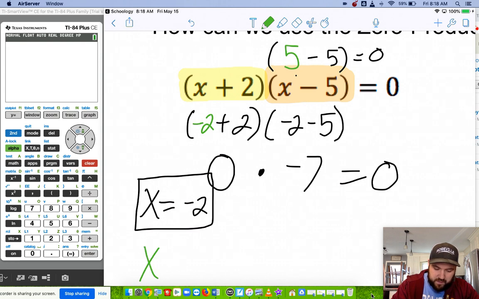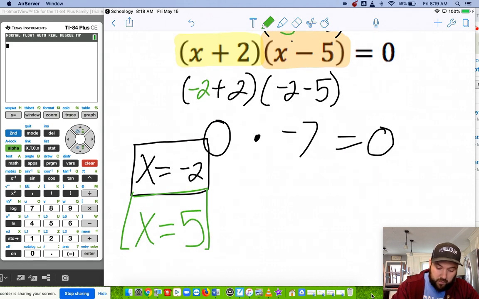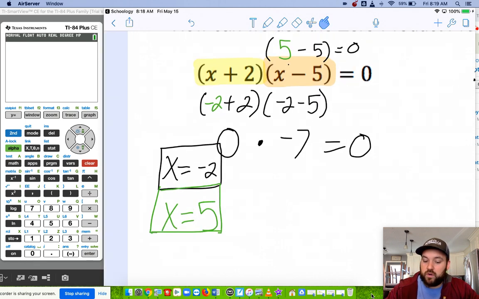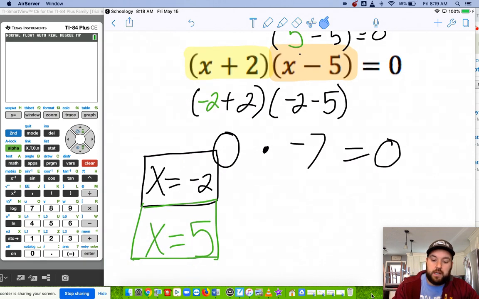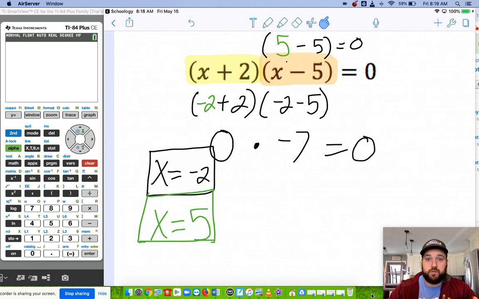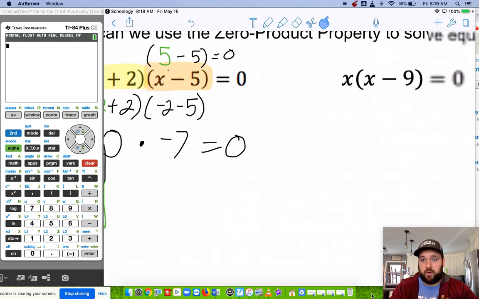But these would be the two solutions for this quadratic equation. And again, quadratic just means that it has x squared in it. And what's sort of confusing is you don't see x squared right now. But understand that if we were to FOIL this, or multiply the two parentheses together, we would have x squared in there. So two solutions, one from each set of parentheses.